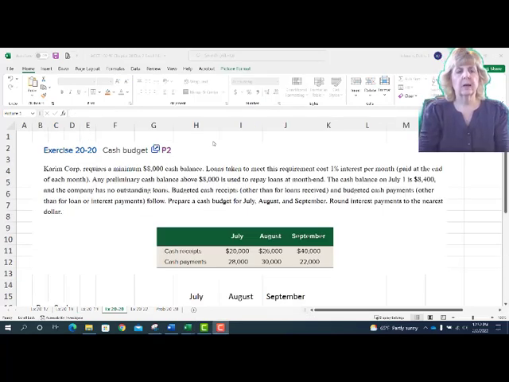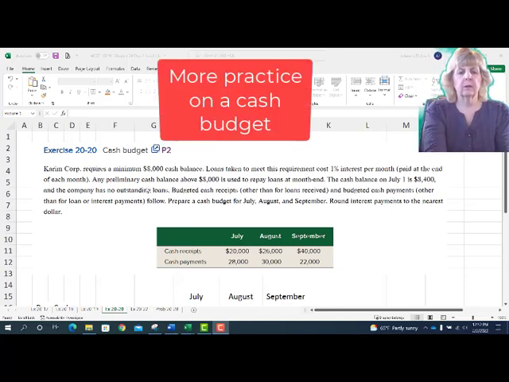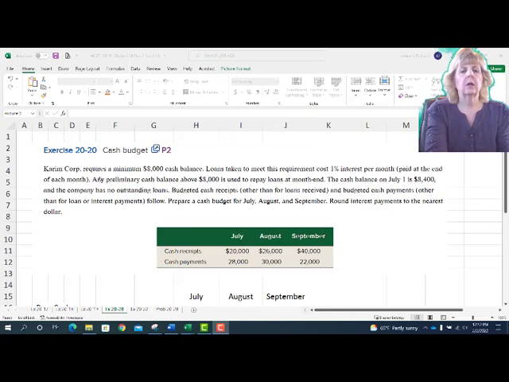Okay, here's some more practice on a cash budget. Very similar to the one we started the class off with. I wanted you to see how the cash receipts and how the cash payments were derived. So I put a similar problem before that lecture and after that lecture. So Kareem Corp requires a minimum $8,000 balance. Keep that in mind. We don't want our cash balance to fall below $8,000.